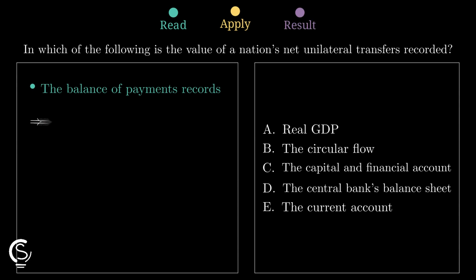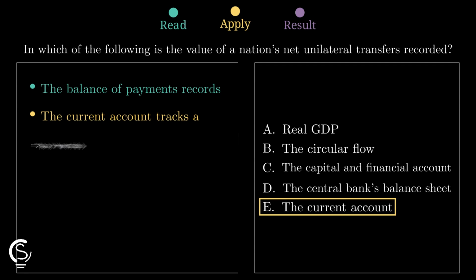Since unilateral transfers represent one-way flows like foreign aid or gifts, they belong in the current account. Option E is our final winner.